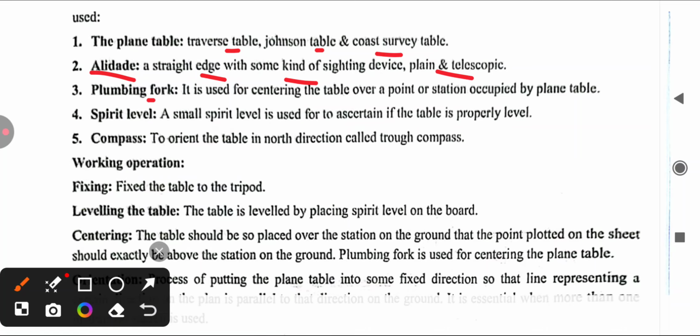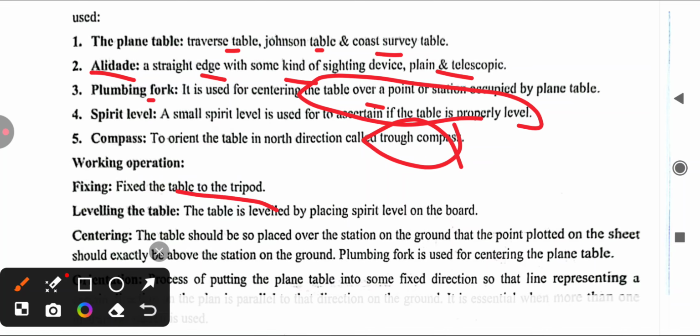Plumbing fork is used for centering the table over a point or station occupied by the plane table. Spirit level: a small spirit level is used to ascertain if the table is properly leveled. Compass, called trough compass, is used to orient the table in the north direction.